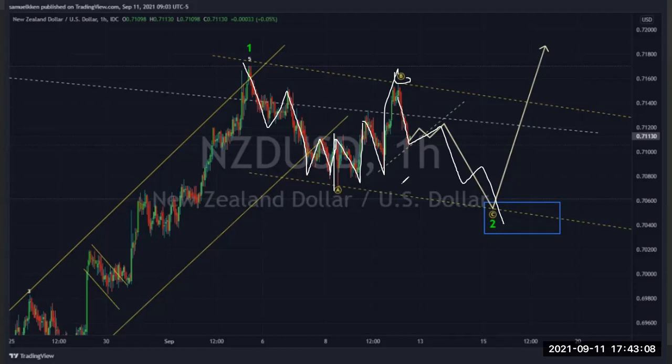So New Zealand USD is a sell market, and the sell is almost confirmed. So just keep watching this very channel. Once it breaks, look for your entry.